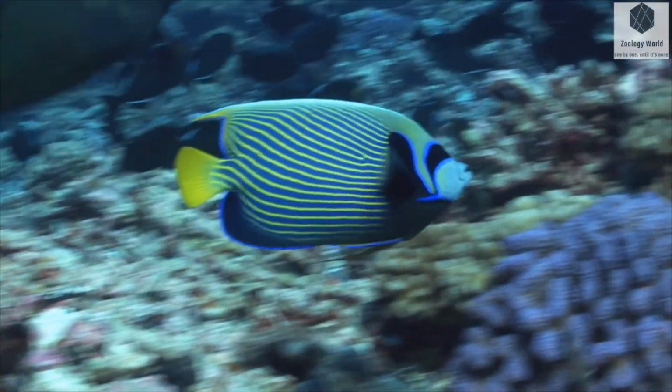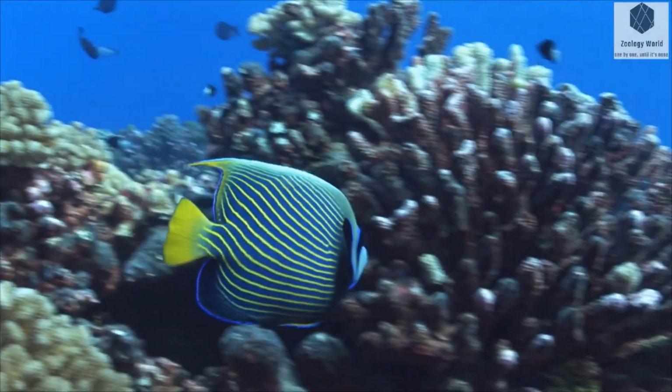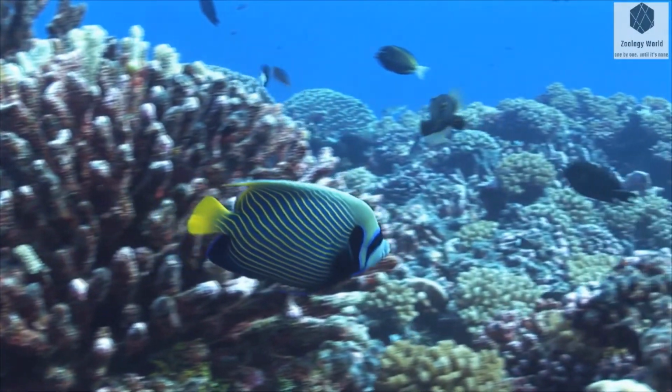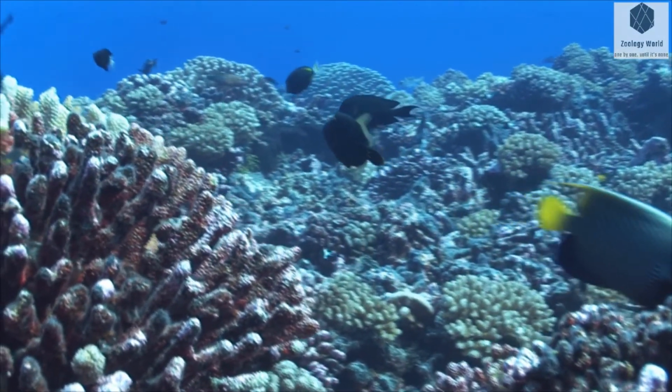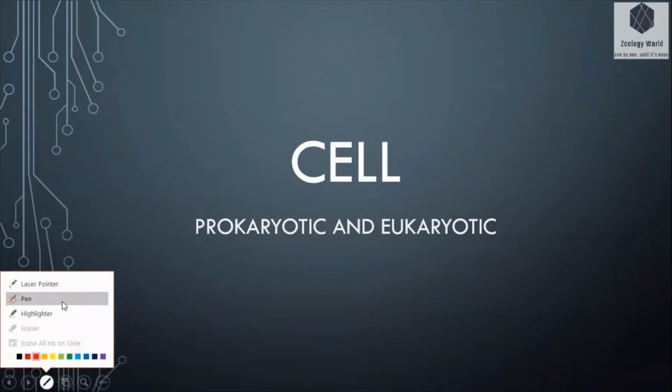In today's video, I'm going to talk about the cell, the types of cells, and the basic differences between the two types. The cell was first discovered by Robert Hooke, and the term cell was used by him for the first time in his book Micrographia. Robert Hooke examined the cells in a piece of cork under the microscope.